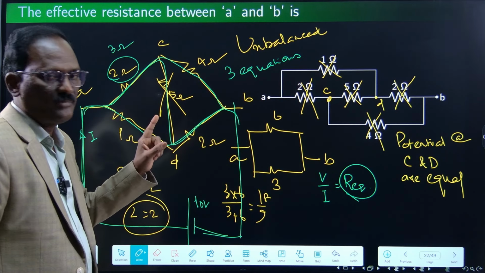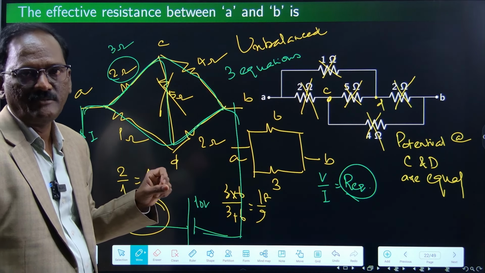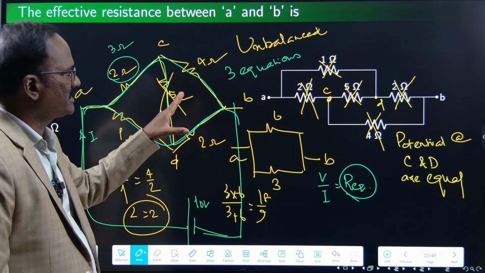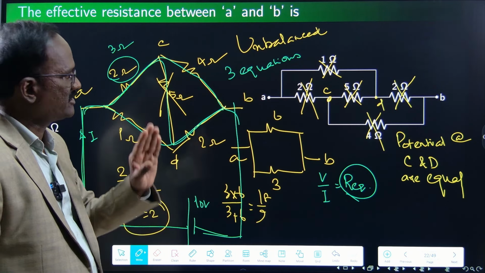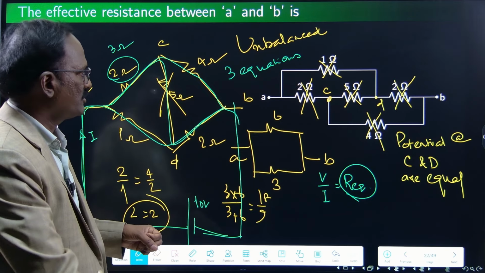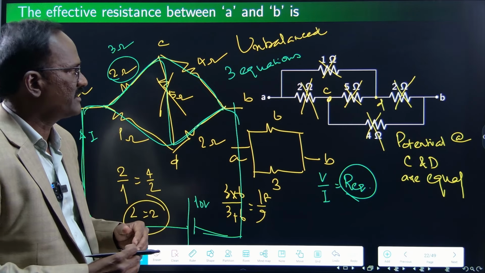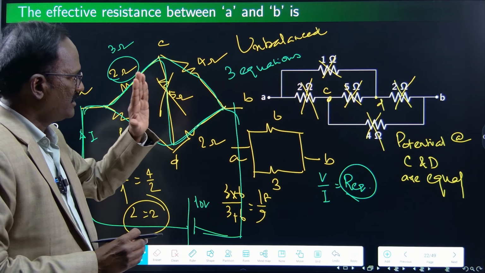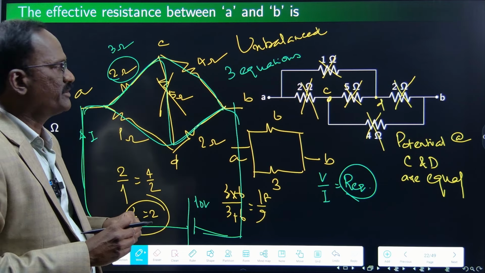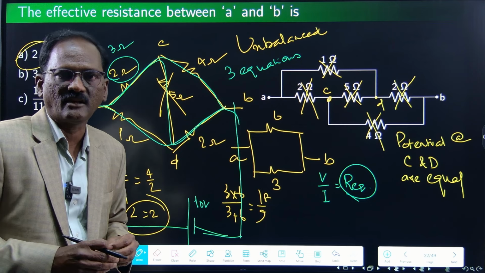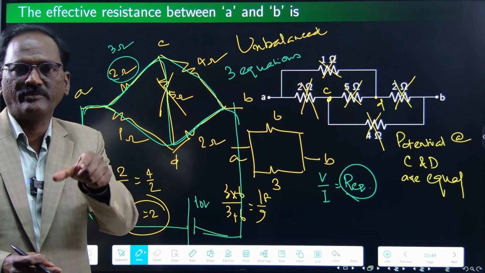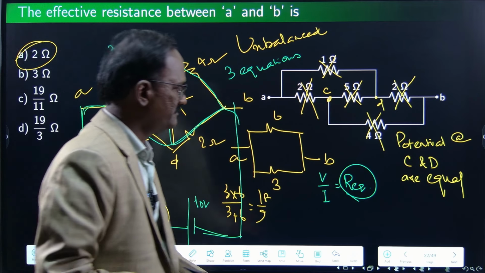But the unbalanced Wheatstone bridge, in 99% of cases, will not come in the question paper because it is a time consuming one. It will require more time to solve this 3 loop problem, right? So we need not worry about the unbalanced Wheatstone bridge. 99% of cases you will be getting only a balanced Wheatstone bridge. So you look for the condition of a balanced Wheatstone bridge: 4 nodes, 5 resistors, P by Q is equal to R by S.